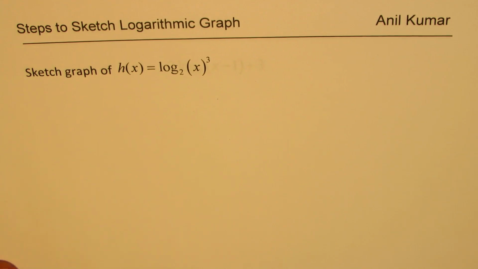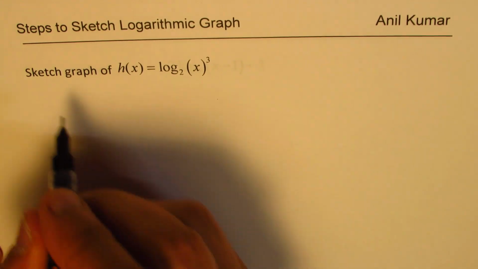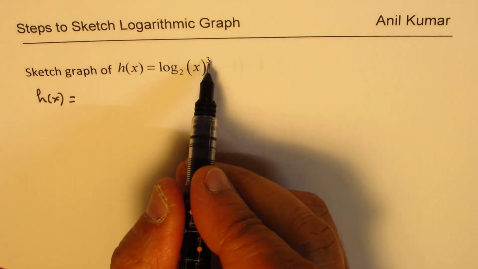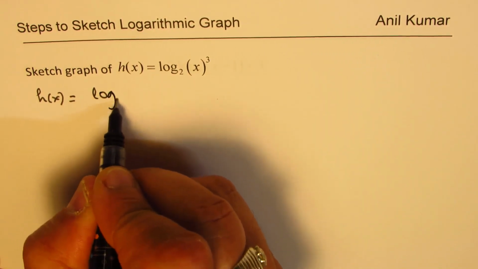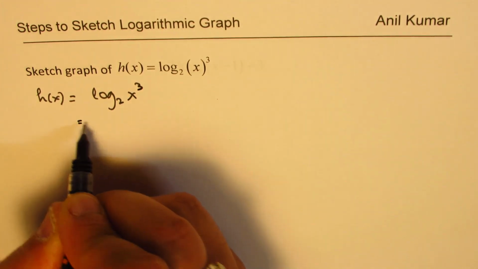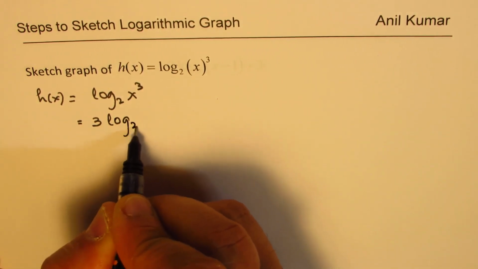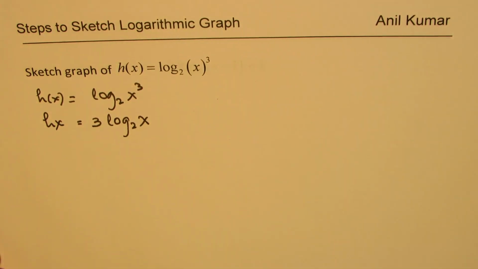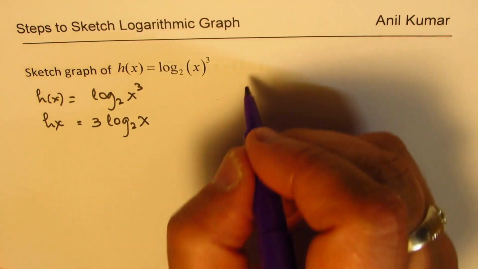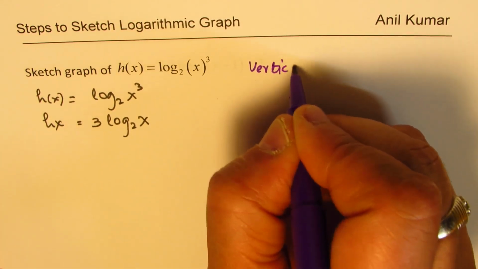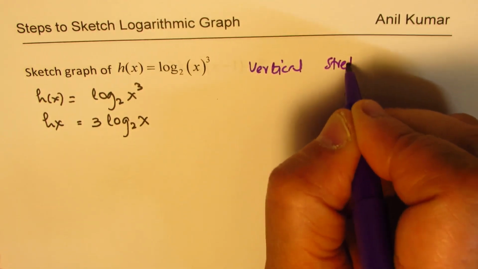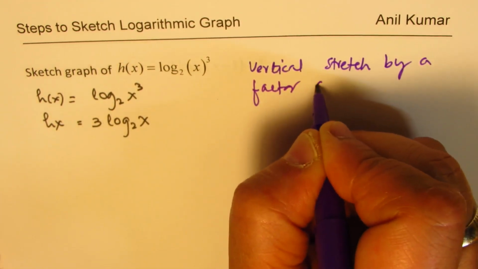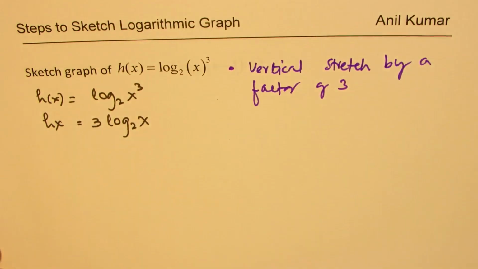Now we have the function which is h of x equals log to the base 2 of x cubed. That means what? So if I'm writing log to the base 2 of x cubed, it really means 3 times log to the base 2 of x, right? So that means what? It really means that now we are doing vertical stretch by a factor of 3. Is that clear to you?